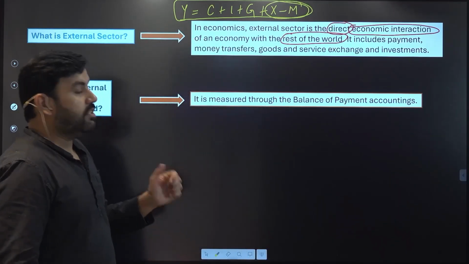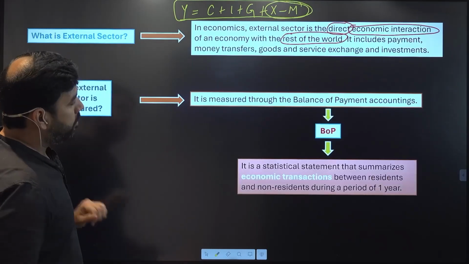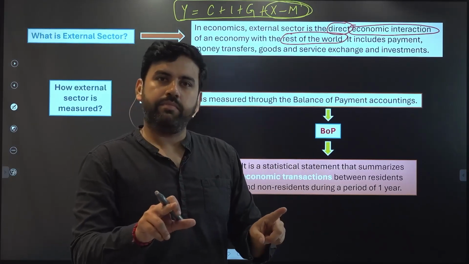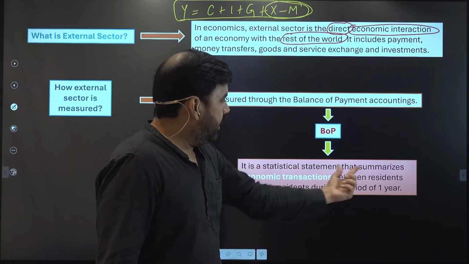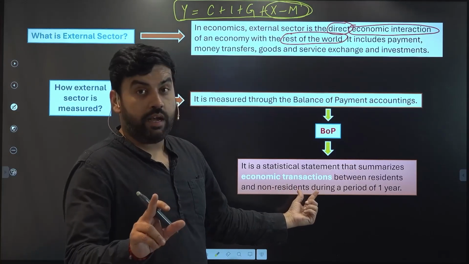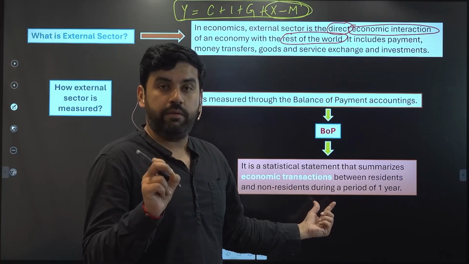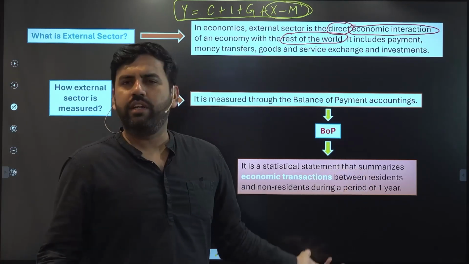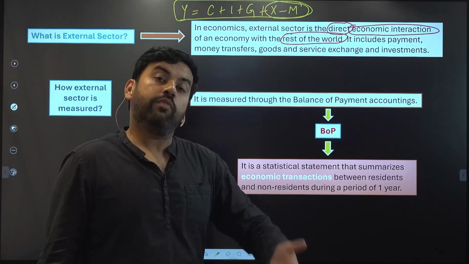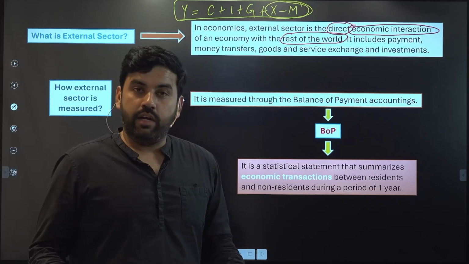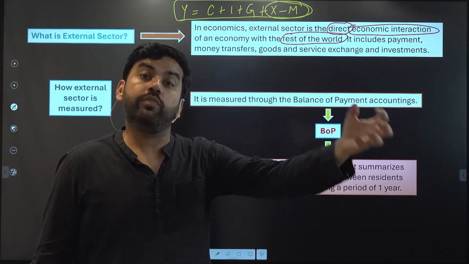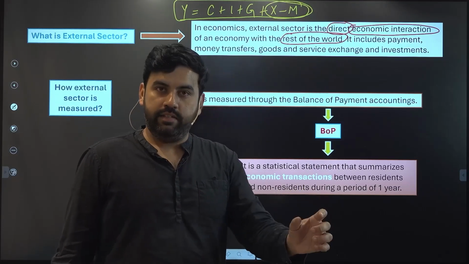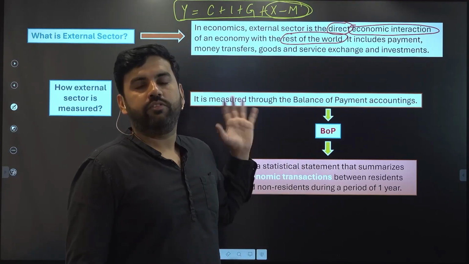Now, what is balance of payment? It is a statistical statement. It's a balance sheet that summarizes economic transactions. I keep using the word economic because money is involved, between residents and non-residents during a period of 1 year. That's it. How much we have sold and how much we have purchased from the outside world in a year is what the balance of payment is.